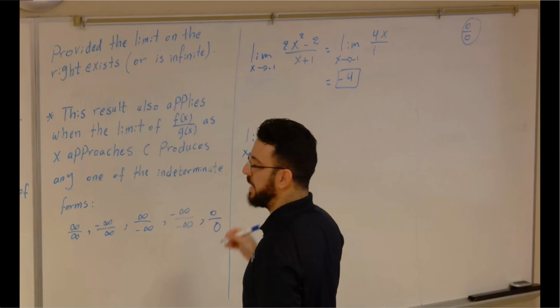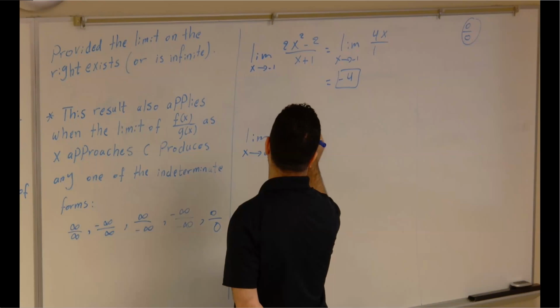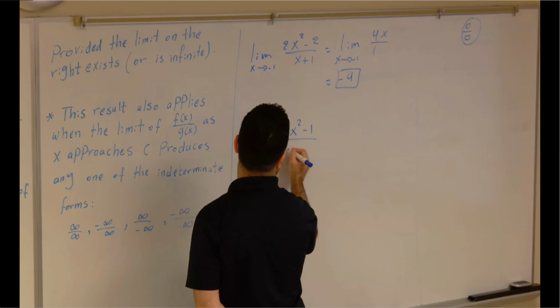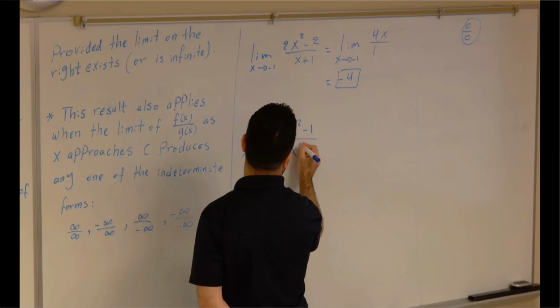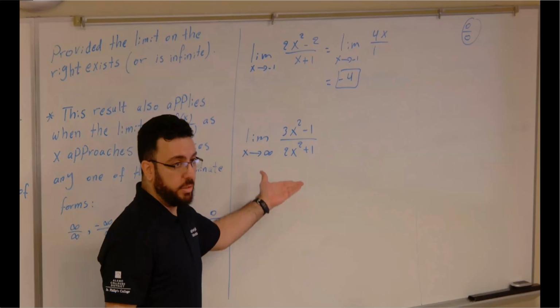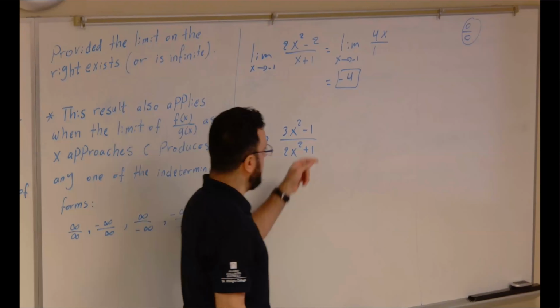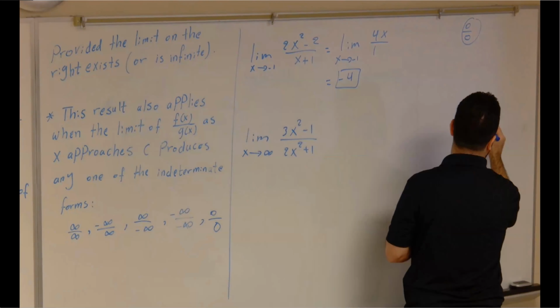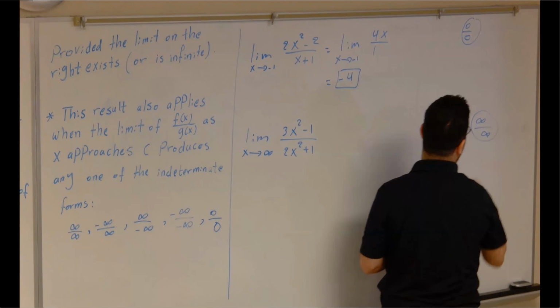3x² plus 1 over 2x² plus 1. Now let's do the same thing. Because we satisfied the condition, we got infinity over infinity. Now, can I take the rule?